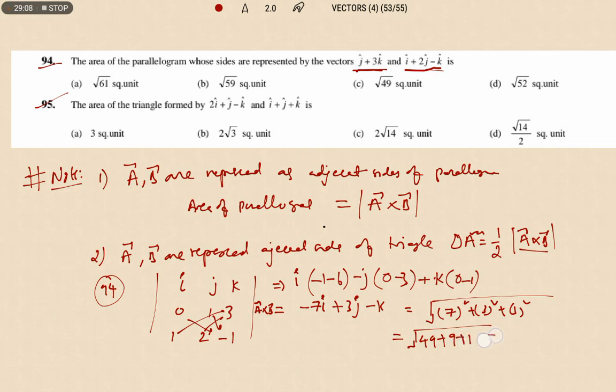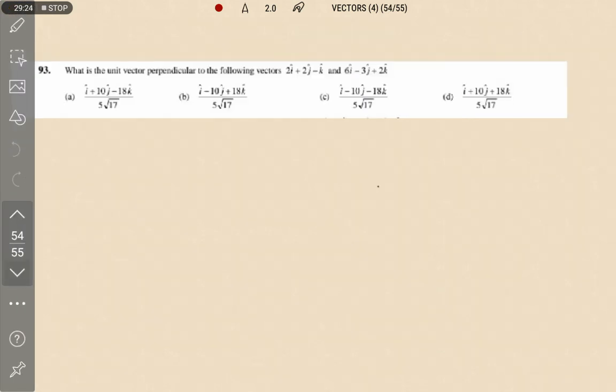So 50 root 59 square units is the answer. So in this way you can get the area of the parallelogram. In a similar manner, for a triangle you can take half, and you are going to get the answer. Let us see the next one. What is the unit vector perpendicular to the following vectors, 2i plus 2j minus k and 6i minus 3j plus 2k?